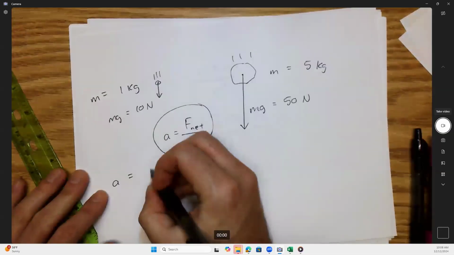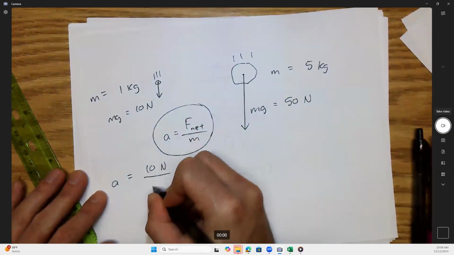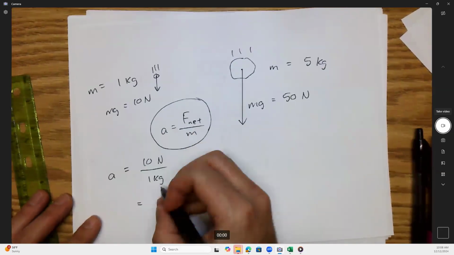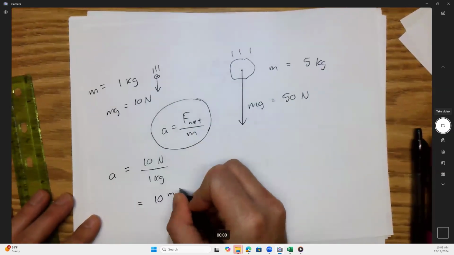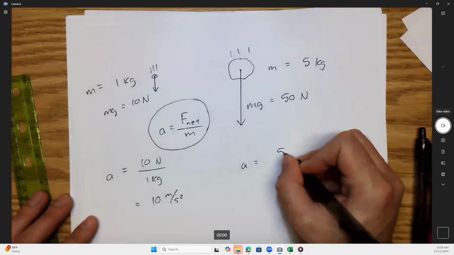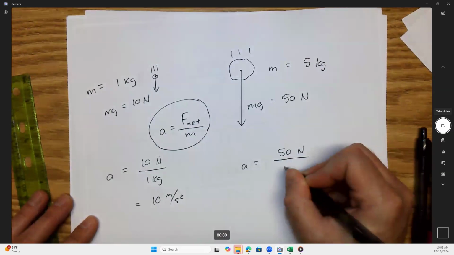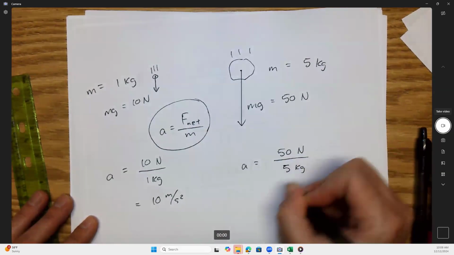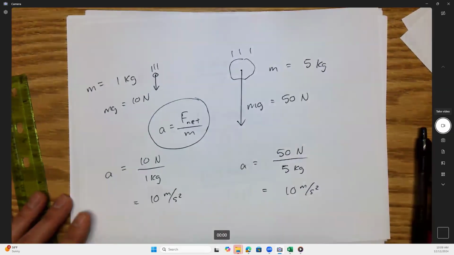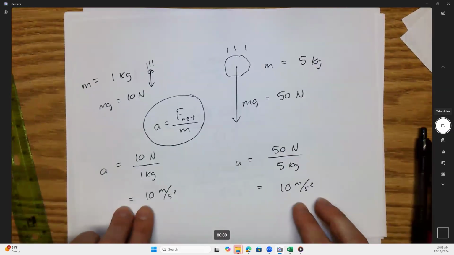For the pebble, I got 10 newtons force acting on 1 kilogram mass. Big pebble there. Isn't that 10 meters per second squared? How about for the big old rock? It's a 50 newton force acting on 5 kilograms mass. Hey, that's still 10 meters per second squared. So they're both in free fall. They're accelerating the same.